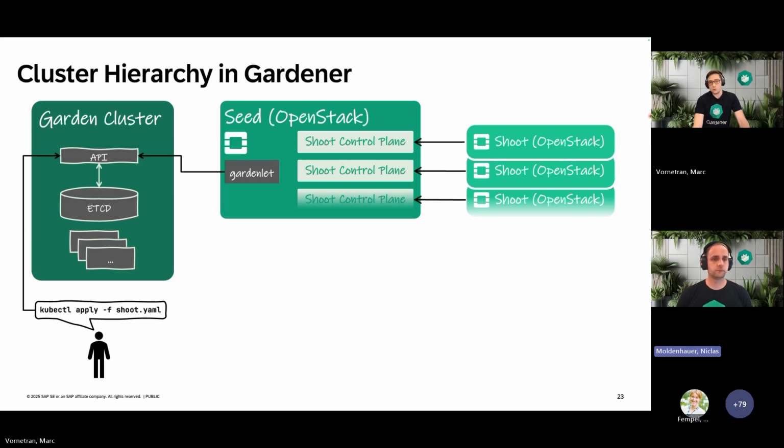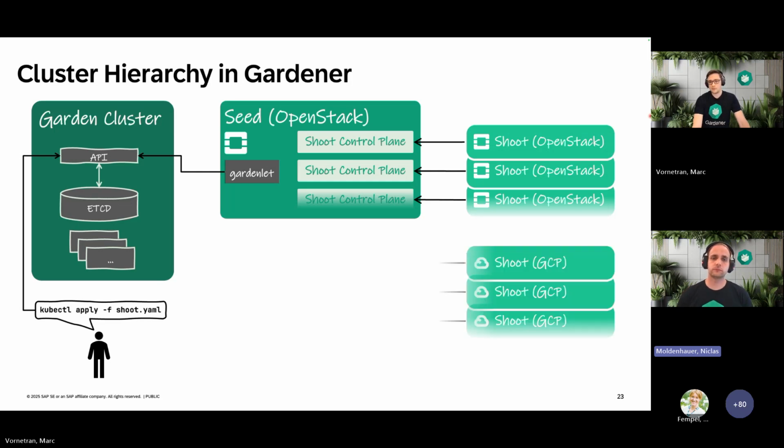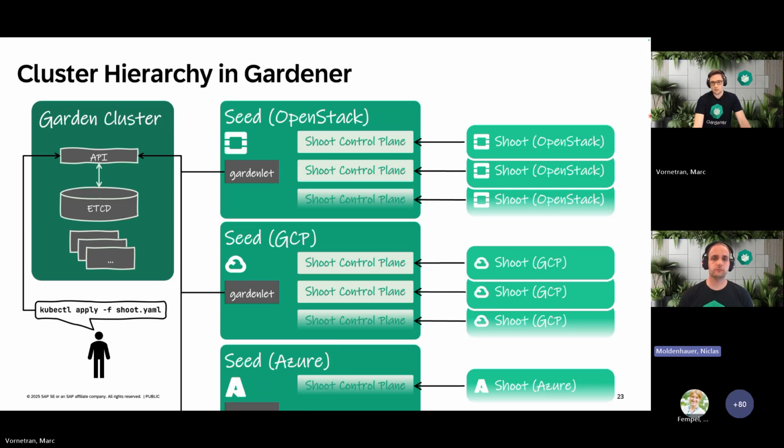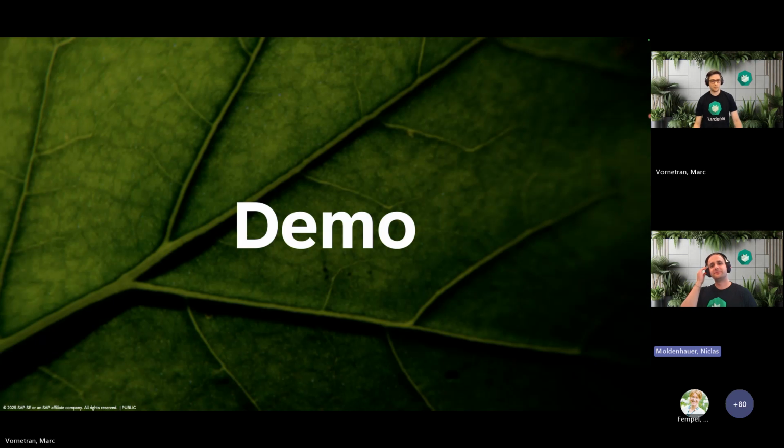And now you can even go and say, hey, I would like to have even multiple of those seeds. You can do that. You can put them in different regions. You could also have hybrid setups where you have a seed, for example, on OpenStack, and for latency or network cost reasons, you might want to put other seeds somewhere else. So you could put them on GCP, Azure, or wherever you want to. And now this gives you the overview of how Gardener works roughly under the hood, so the basic principle. And I think it's now time to really have a look how it feels and how it looks like in reality. And with that, I can give back to Mark.